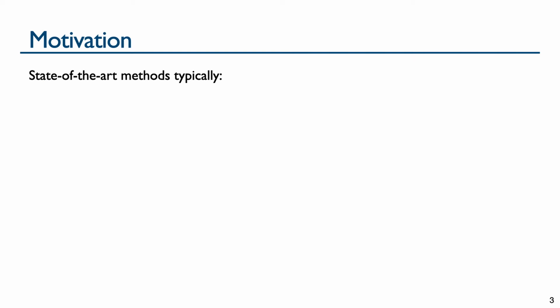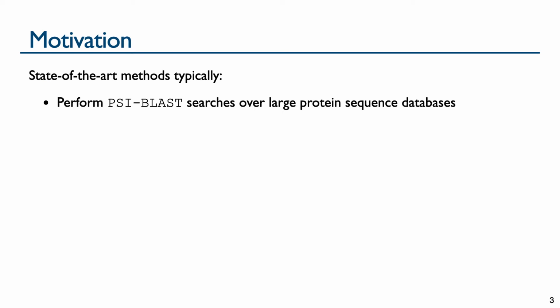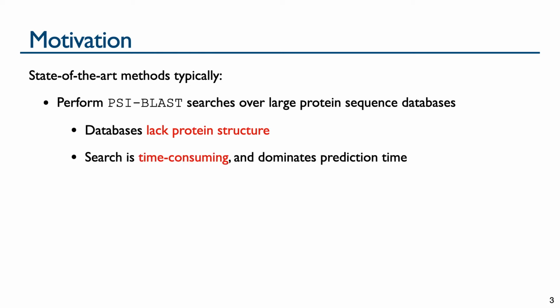Of the currently available tools, state-of-the-art methods typically perform SciBlast homology search over large protein sequence databases to find homologous sequences. These databases lack protein structure, even though there is a large number of protein sequences with known structure. This search is time-consuming. SciBlast over the largest sequence database used by a state-of-the-art tool can take as long as 30 minutes.